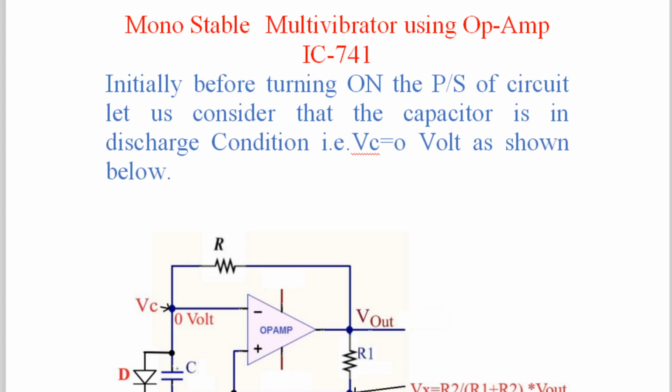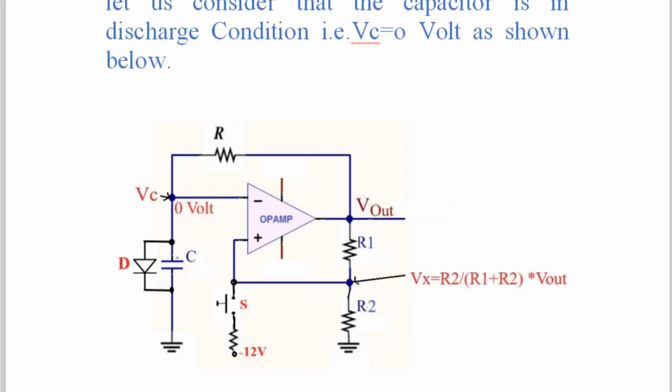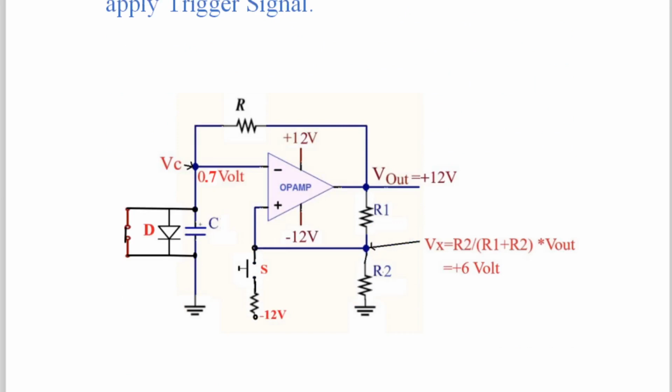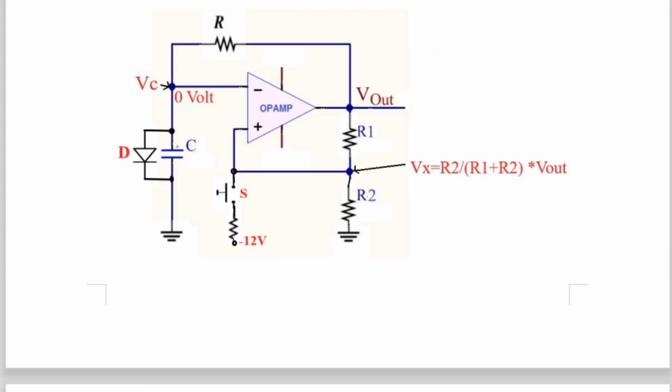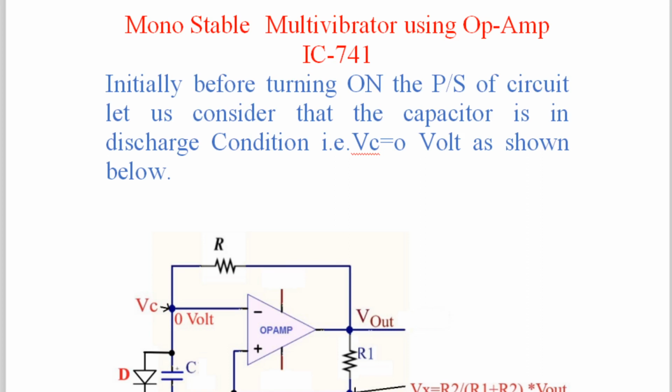Then we will go to the monostable multivibrator using op amp IC741. So you have to remember that actual circuit diagram for the op amp as a monostable multivibrator is this. So you have to draw this circuit diagram, but I have divided this circuit diagram into different parts, and then it becomes very easy to understand.